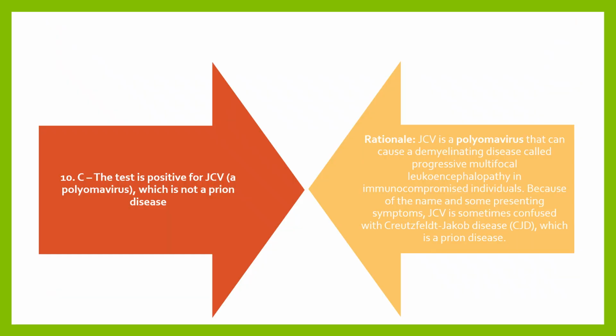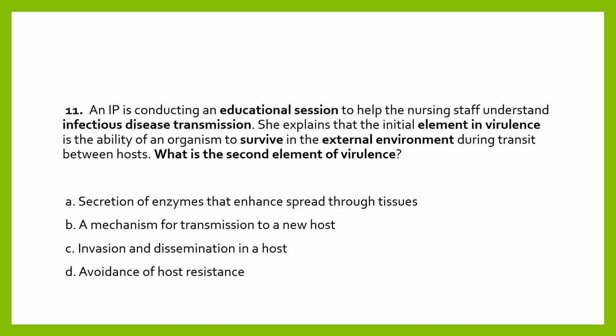The answer is C. The test is positive for JCV, a papillomavirus, which is not a prion disease. JCV is a polyomavirus that can cause a demyelinating disease called progressive multifocal leukoencephalopathy in immunocompromised individuals. Because of the name and some presenting symptoms, JCV is sometimes confused for CJD, which is a prion disease.